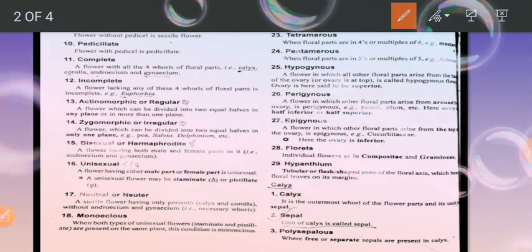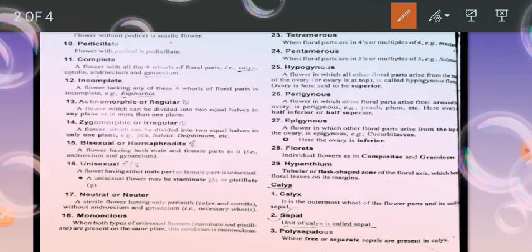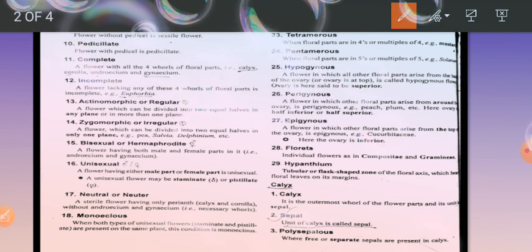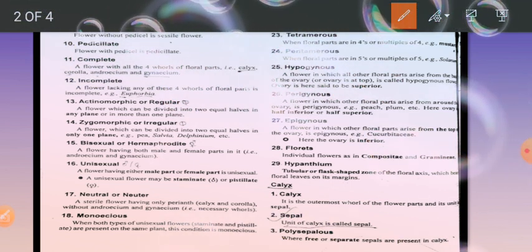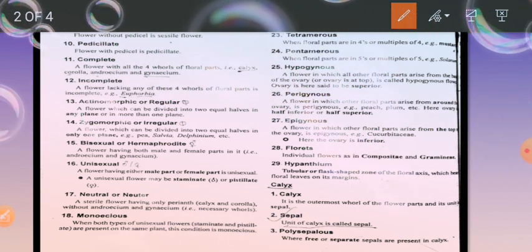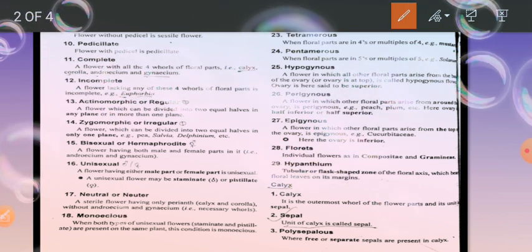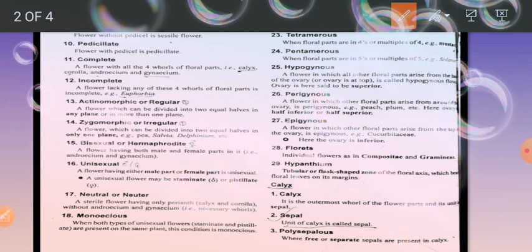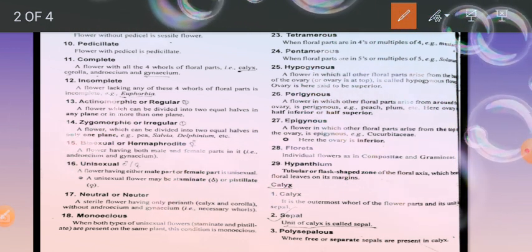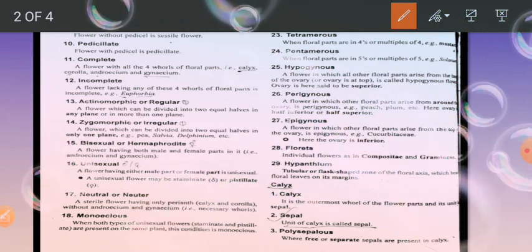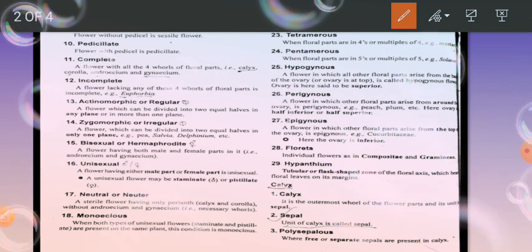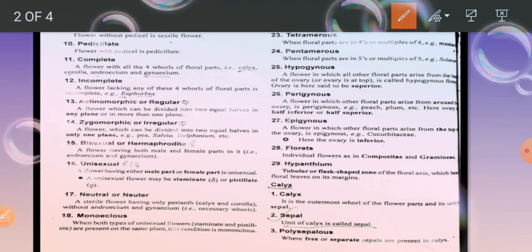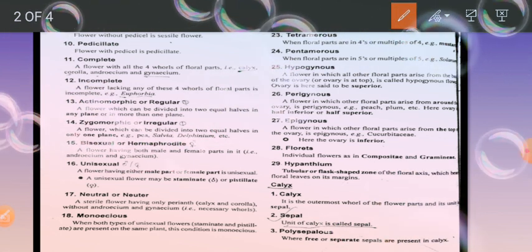Then dimerous. Dimerous means when the floral parts are in twos or multiples of two. Dimerous, trimerous, tetramerous and pentamerous: 2, 3, 4, 5. These are the multiples of the floral parts. So that's why this is known as dimerous. It means presence of two. Then trimerous means 3, tetramerous means 4, then pentamerous means 5. Then hypogynous, perigynous and epigynous.